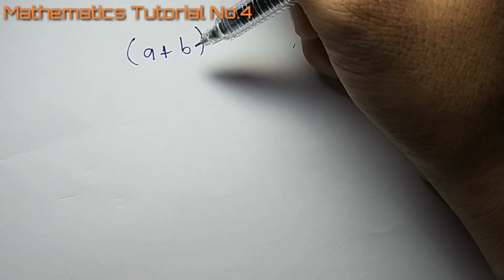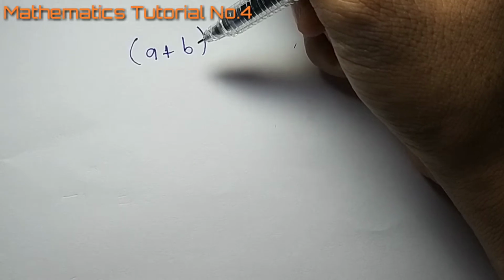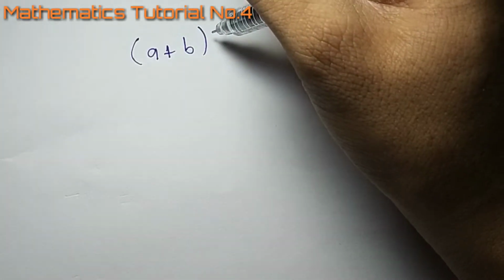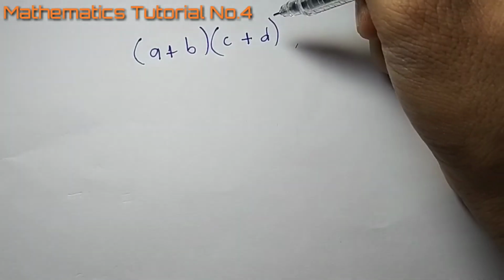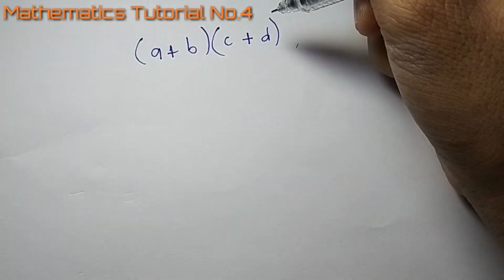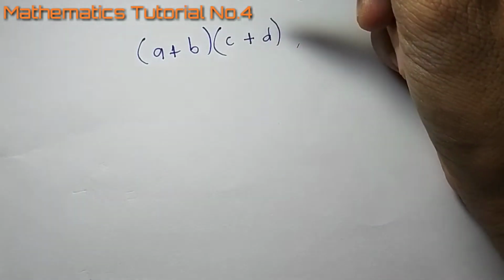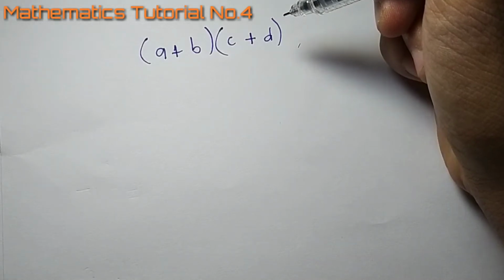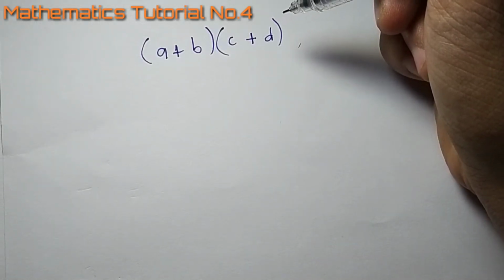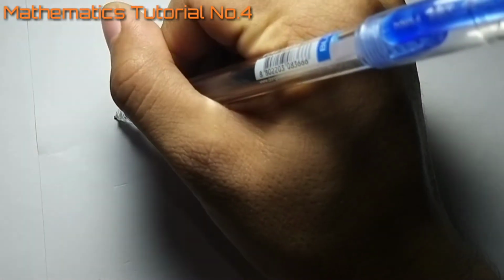So, atong istoryahan karon kung unsaon pagkuha sa product sa duha ka binomials. Let us say nga naa tay isa ka binomial nga C plus D. So, karon atong kuhaon ang product, meaning atong i-multiply ang A plus B didto sa C plus D. So, karon ang atong gamiton nga technique para pagkuha sa product sa duha ka binomials, so we have FOIL method.